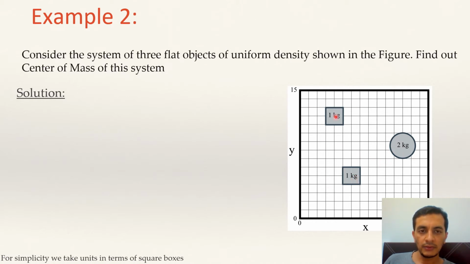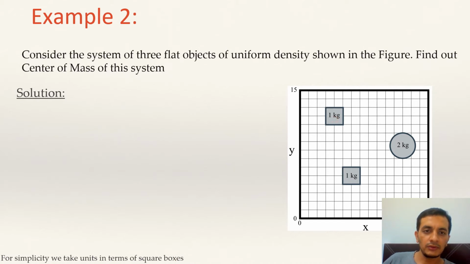These grid lines help in finding the distance. For simplicity we take units in terms of square boxes. Instead of measuring in inches, centimeters or meters, we count them in boxes. So the distance of this one from the origin is 1, 2, 3, 4, 5, 6 boxes, and towards y, 1, 2, 3, 4, 5, so this is 5 boxes. Similarly we can do this one in a similar way.